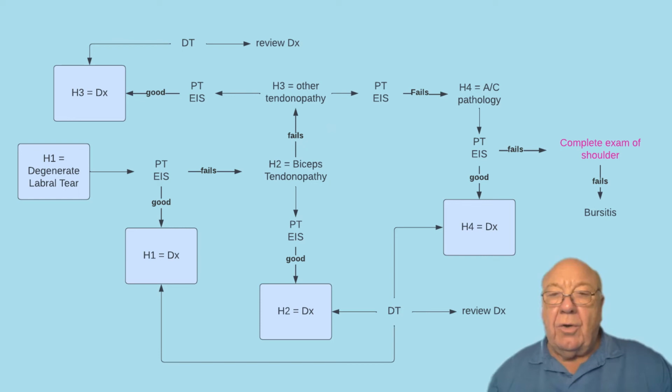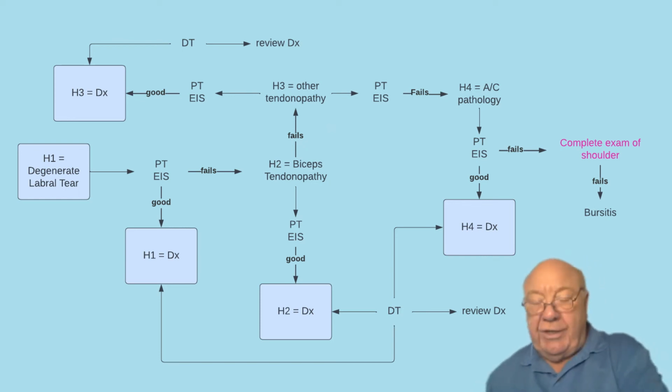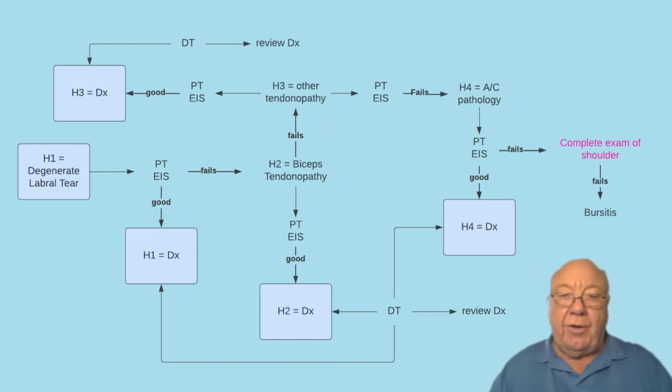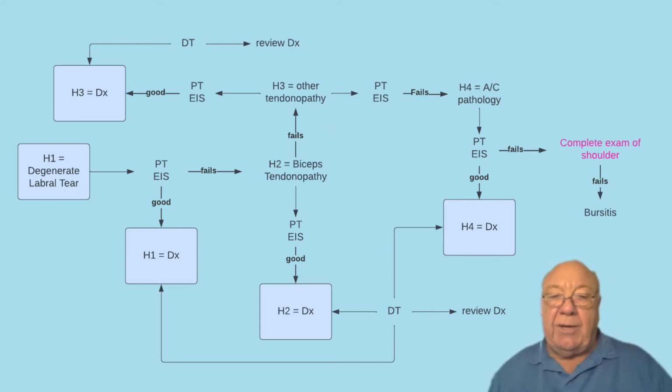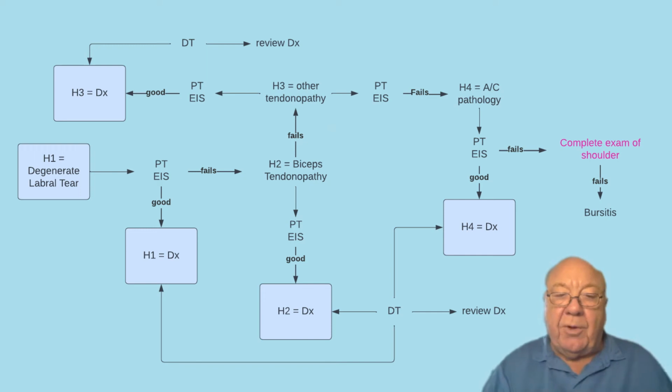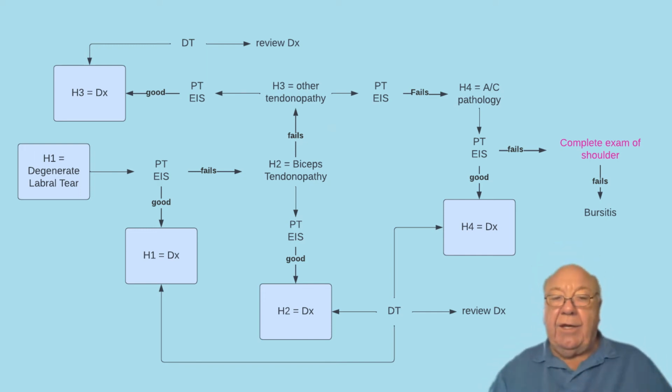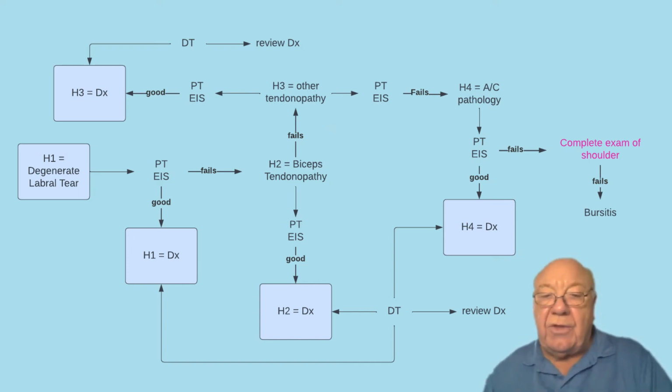Let's have a look at a concrete example. We're going to take the hypothesis and do the routine, regular way of testing the hypothesis by trying to prove it rather than disprove it. So we've got our hypothesis of degenerate labral tear. We attack it with the illness script. These are proving tests. They're good. We have our hypothesis turned into a diagnosis. If, on the other hand, the EIS fails, we have to move on to a second hypothesis, which we'll say is a biceps tendinopathy. Could be anything, but we're going to say a biceps tendinopathy.